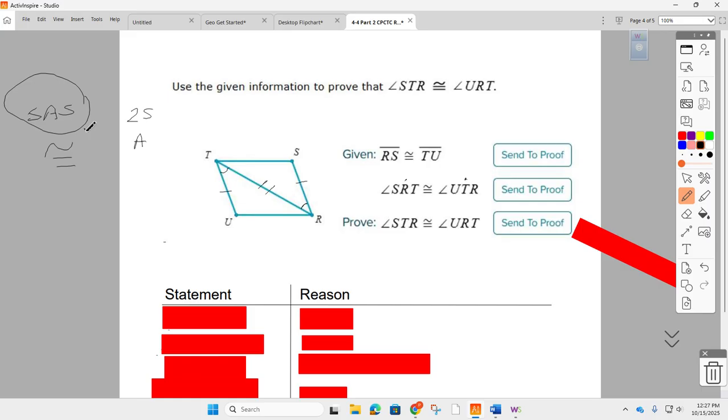Xavier, are you writing what we're writing? Come in here, Nathan.